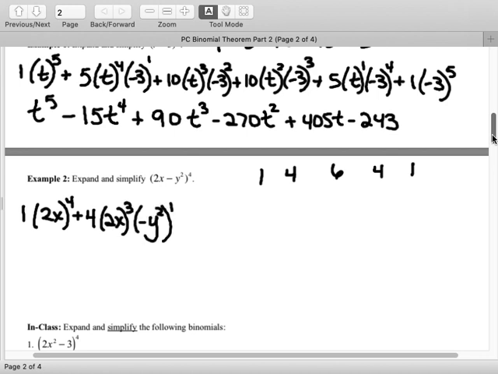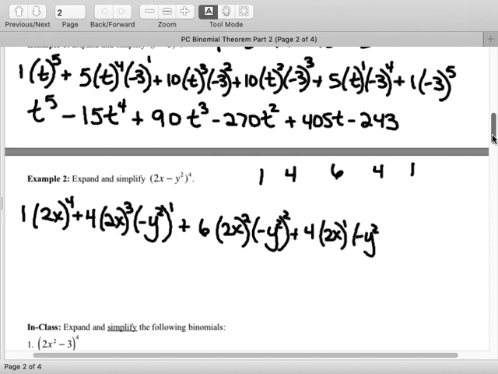uh-oh, this one's going to get interesting, okay? Something I want to point out in example 2. That's not a negative y, the quantity squared. It's negative times y squared. Okay, it's a negative times the y squared.